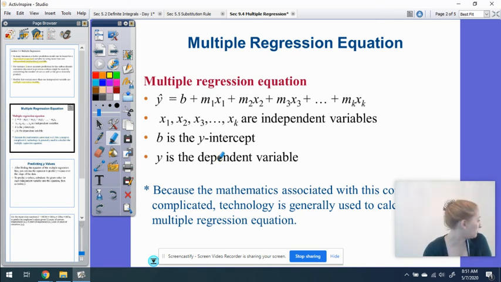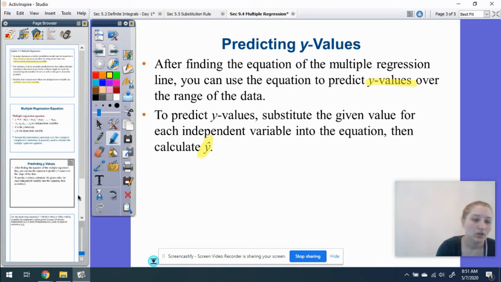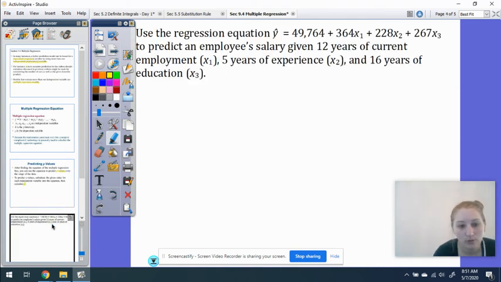So what we can do is, once we have our equation, we are going to use that equation to predict a y value, all right? We're going to substitute each of the independent variables into the equation to calculate our y hat, okay? So let's go ahead and knock this out with a real example.